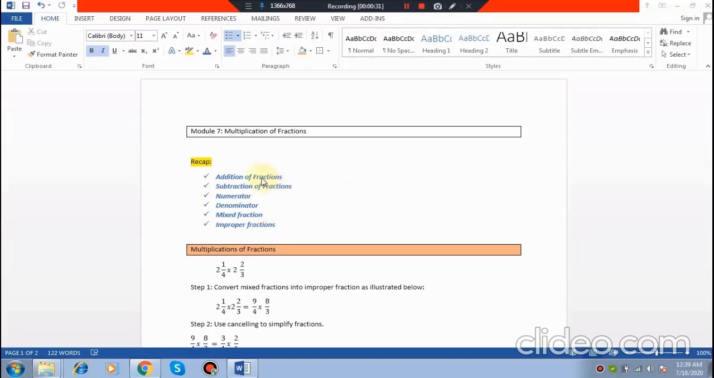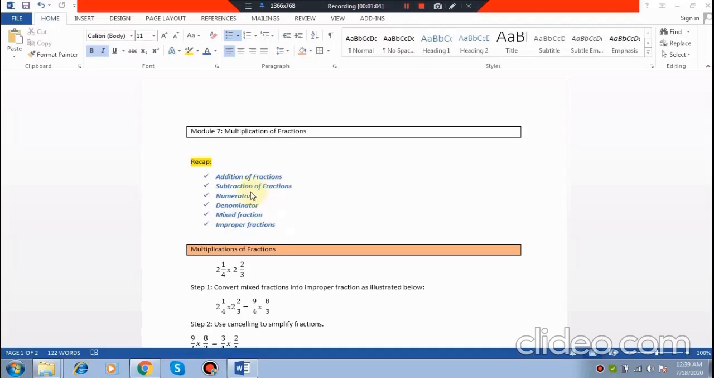So just a recap of what we have looked at thus far. We have looked at addition of fractions, subtraction of fractions, and the concepts of numerator, denominator, mixed fractions, and improper fractions. These are very important and relevant to this topic. It's very important that you understand what the numerator is, what the denominator is, what a mixed fraction looks like, and what an improper fraction looks like.